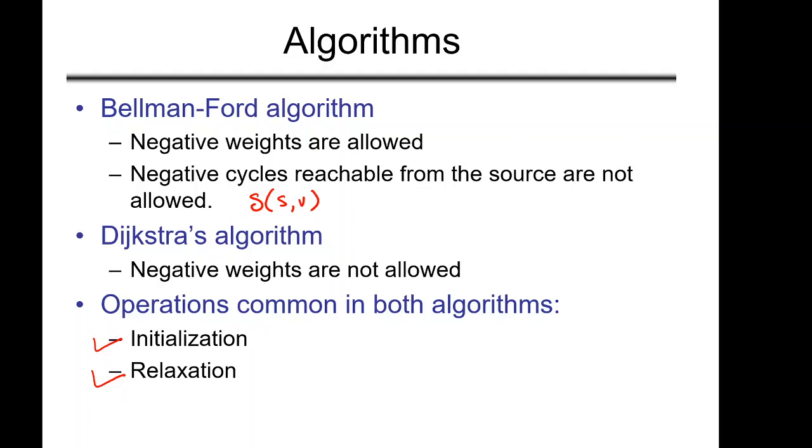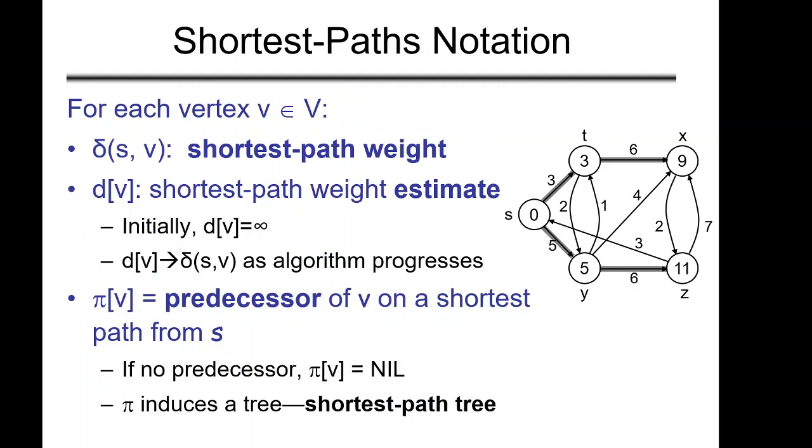So let's start with some notations. Whenever I write delta of S, V, what does it mean? It means that this is the shortest path weight from S to V, right? There is no other path which has lesser weight than this. Now, what is d of V? d of V is the shortest path weight which is estimated.